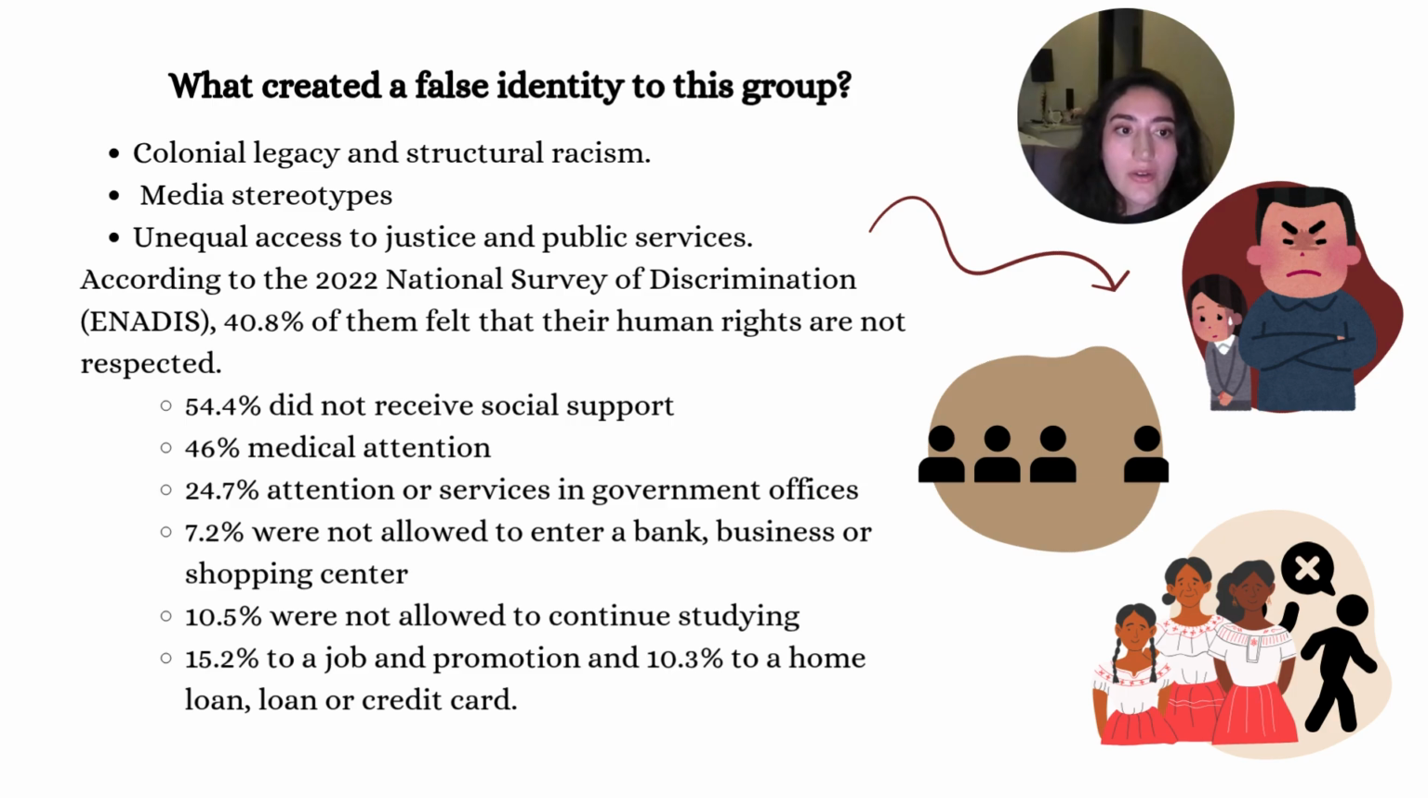Indigenous women in Mexico face intersecting layers of discrimination based on their gender, ethnicity, and often socioeconomic status. Over time, different elements have created a false identity for this group. For example, the colonial legacy and structural racism. Mexico is a very misogynist country, and if we add that since colonization, indigenous groups were labeled as backwards or uncivilized, this group was very vulnerable. Also, media stereotypes: TV and films have long portrayed indigenous women in stereotyped roles, for example, maids, folkloric figures, or passive background characters.